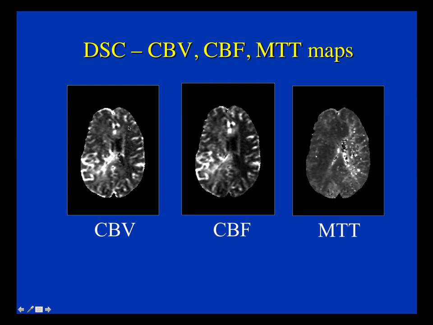And here's an example of CBV maps, CBF, and mean transit time maps. They're calculated from the data that I showed you a few slides earlier. And here you could see that in this particular case, in the right hemisphere, we have an increase in cerebral blood volume compared to the left hemisphere. And also the cerebral blood flow is increased in the right hemisphere compared to the left hemisphere. And the mean transit time is actually decreased in the right hemisphere compared to the left hemisphere.